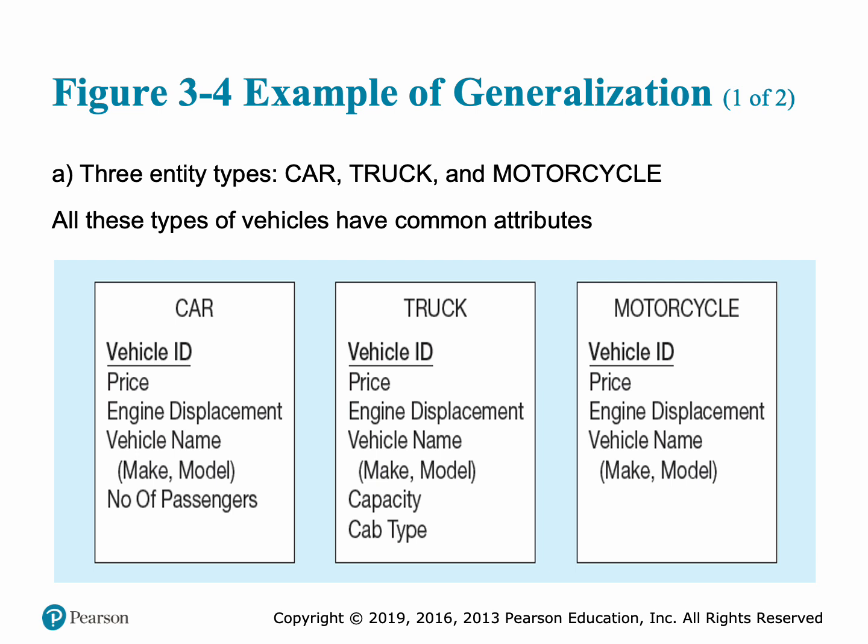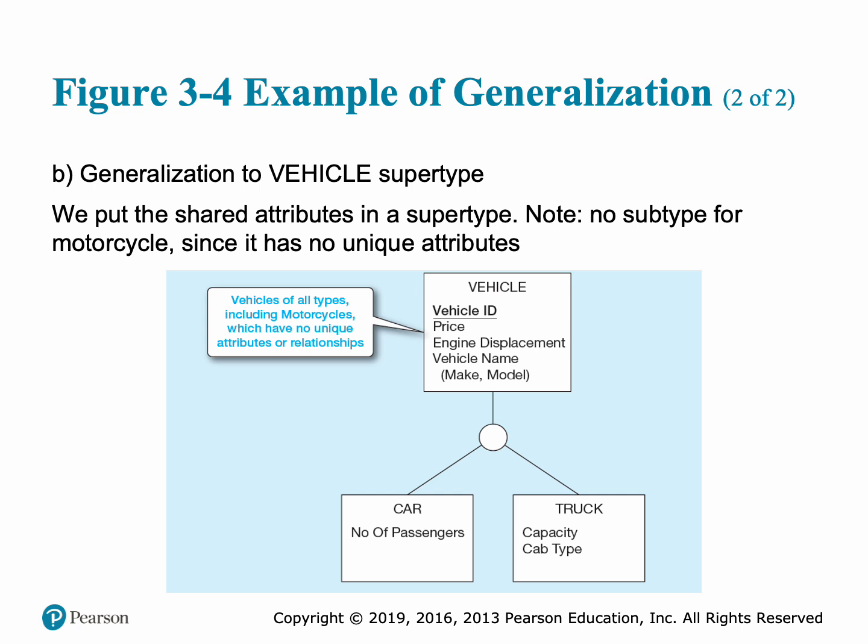So sometimes during a conceptual modeling process, we begin to recognize common themes among several entity types. For instance, they may all share many of the same attributes as mentioned earlier, such as in this example here, cars, trucks, and motorcycles all have prices, engine displacements, and vehicle makes and models. So when this happens, we can create a supertype and place the shared attributes in the supertype entity. This process is called generalization.